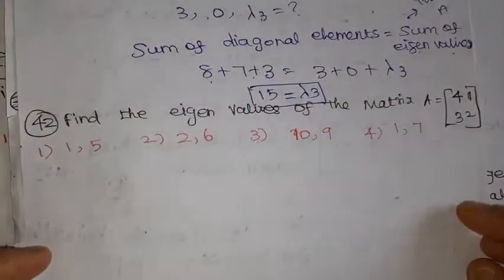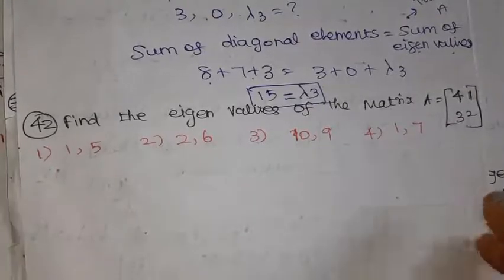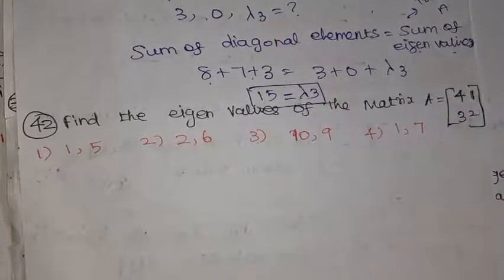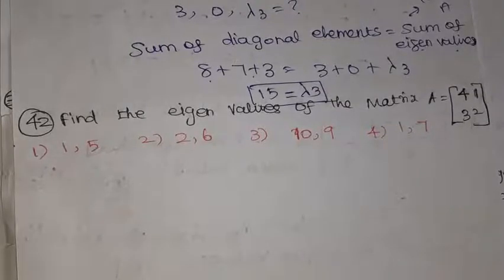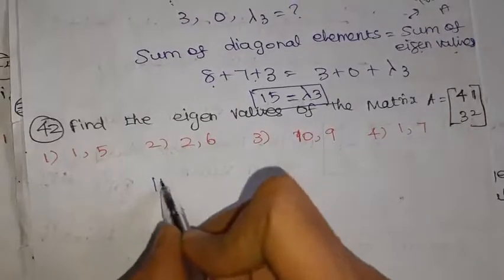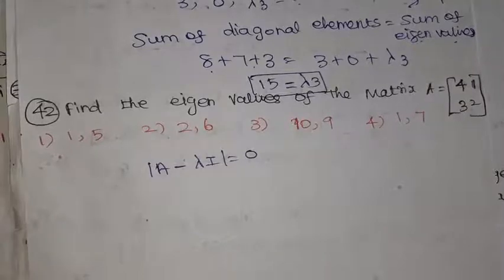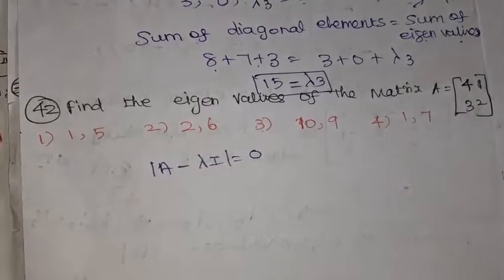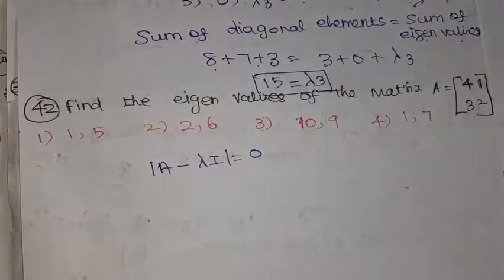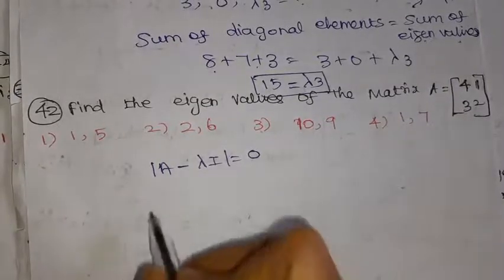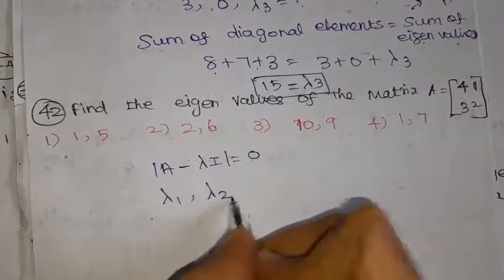Then find the eigenvalues of the matrix A. We are going to find out the eigenvalues of the matrix A. So we have two methods to find the eigenvalues. One is the standard method using the characteristic equation, modulus of A minus lambda I equal to 0. Then find the eigenvalues from this. It is a 2 cross 2 matrix, so we will have two eigenvalues, lambda 1 and lambda 2.